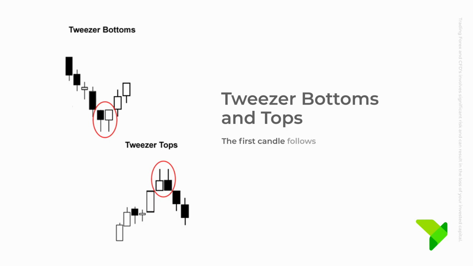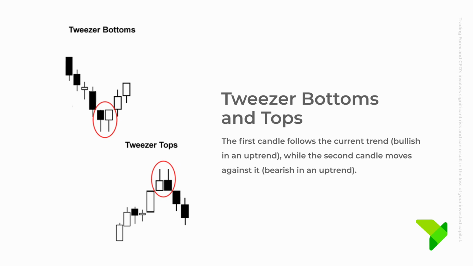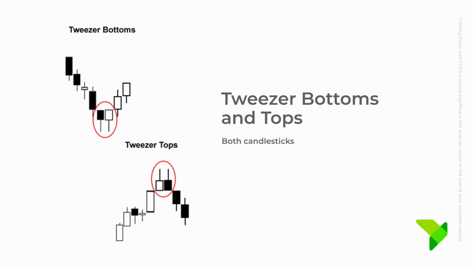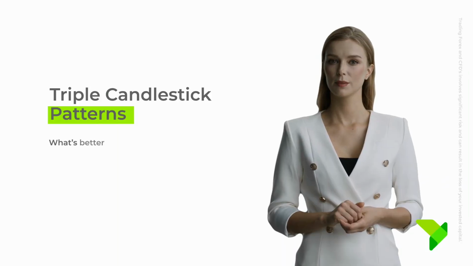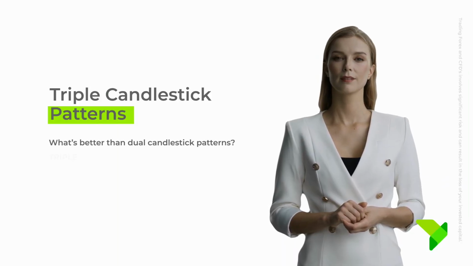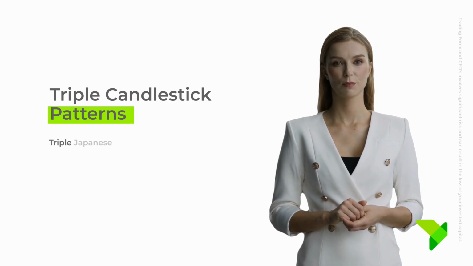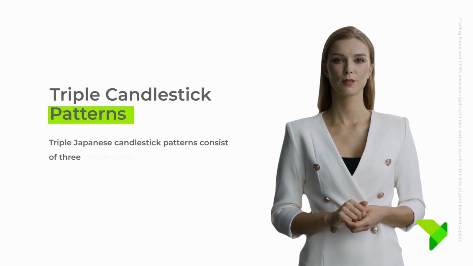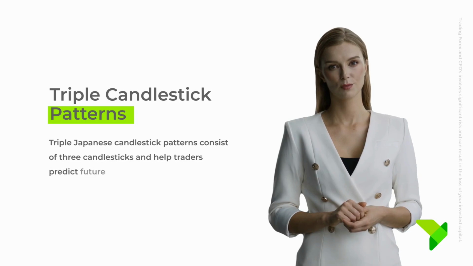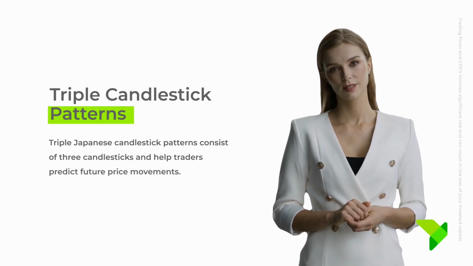The first candle follows the current trend, bullish in an uptrend, while the second candle moves against it, bearish in an uptrend. Both candlesticks have shadows of equal length, signaling potential reversal. What's better than dual candlestick patterns? Triple candlestick patterns. Triple Japanese candlestick patterns consist of 3 candlesticks and help traders predict future price movements.